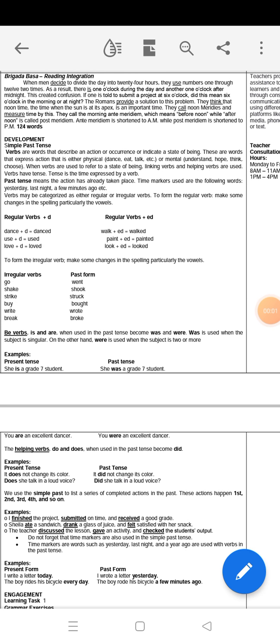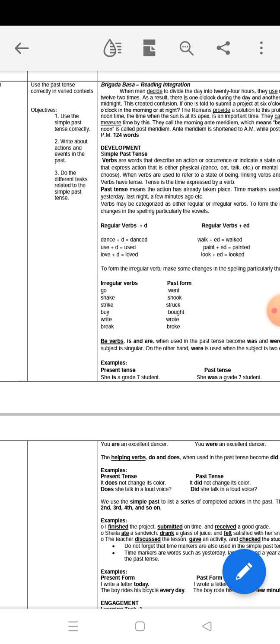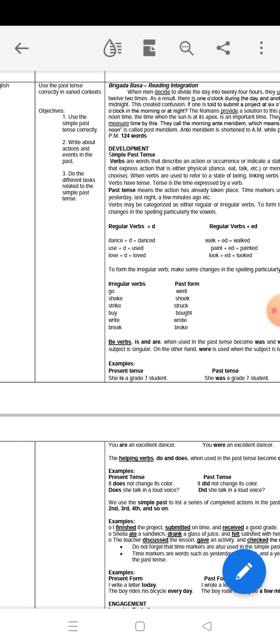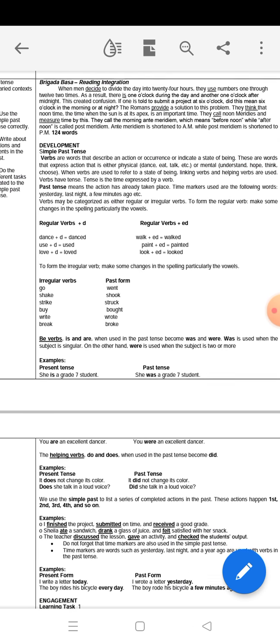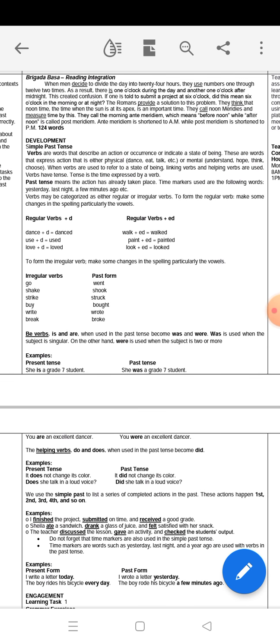Okay, good morning, class. So today is our week 4 of our English, and we will be discussing the use of past tense correctly in varied contexts. On your previous topic, we already discussed verbs and some tenses of verbs, like the present, past, and the future tenses. Now we are just going to continue the topic, okay?